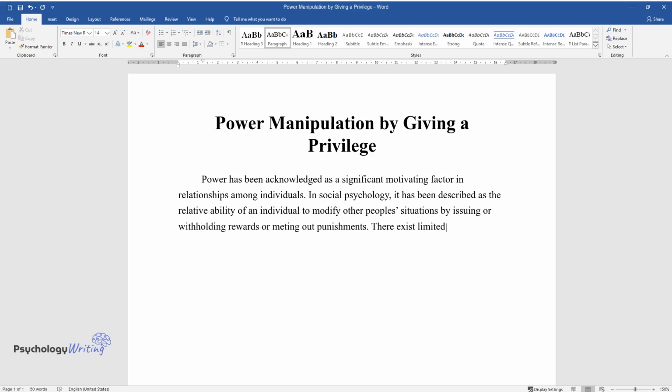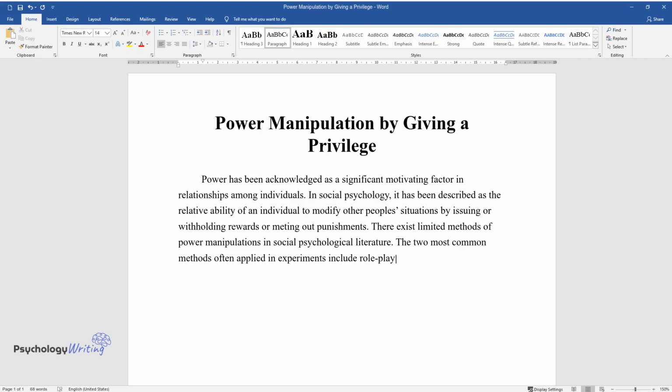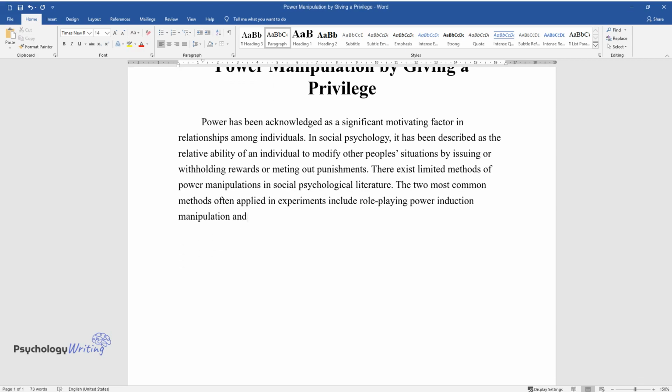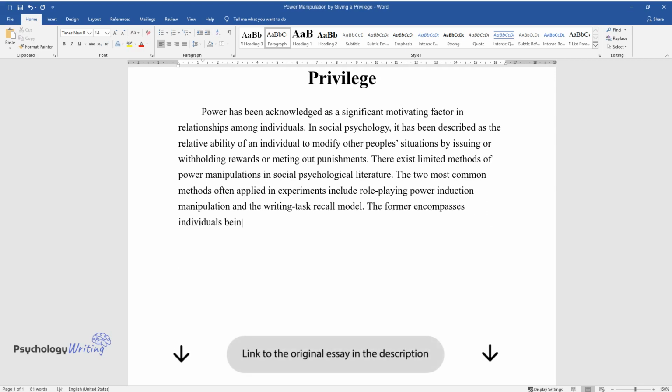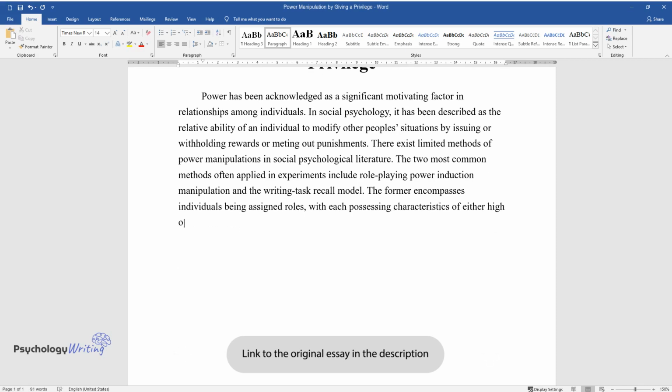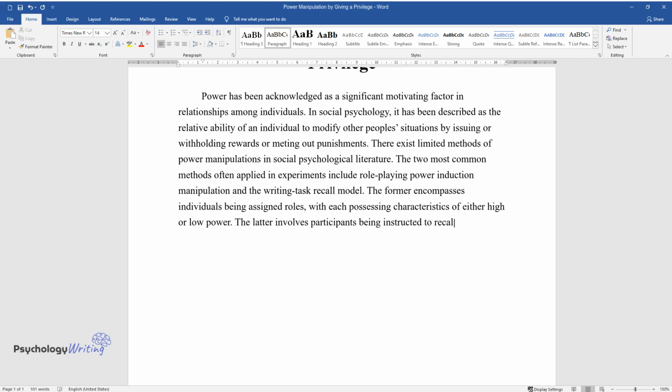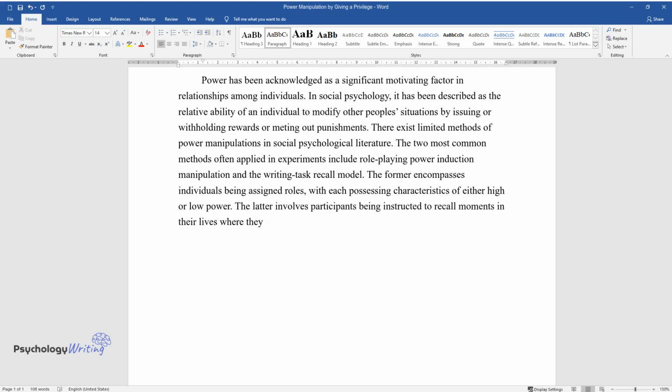There exist limited methods of power manipulations in social psychological literature. The two most common methods often applied in experiments include role-playing power induction manipulation and the writing task recall model. The former encompasses individuals being assigned roles, with each possessing characteristics of either high or low power. The latter involves participants being instructed to recall moments in their lives where they either possessed high or low power.